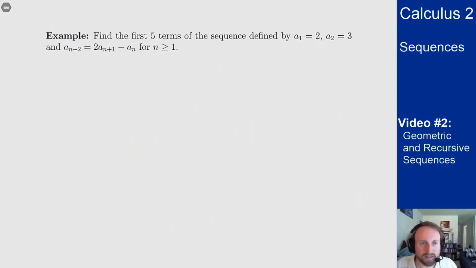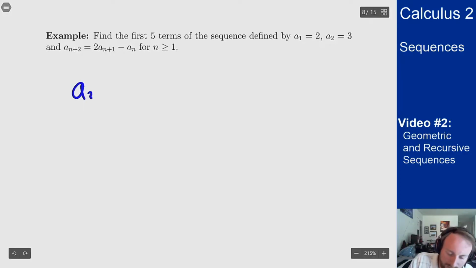So here's an example of this. Find the first 5 terms of the sequence defined by a_1 is 2, a_2 is 3, and a_{n+2} is twice a_{n+1} minus a_n for n bigger than 1. So we just need to figure out what a_3, a_4, and a_5 are. Since we don't have an explicit formula, it's defined recursively, we have to do this step by step.